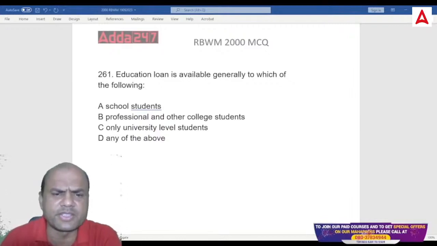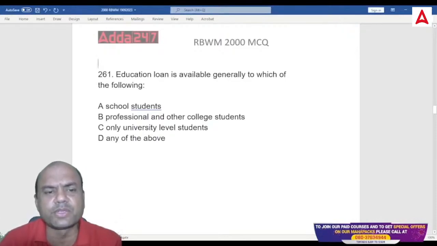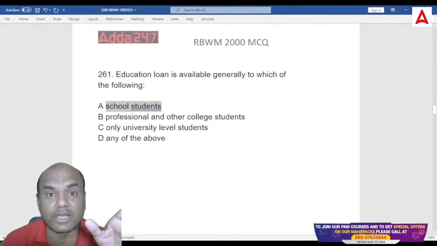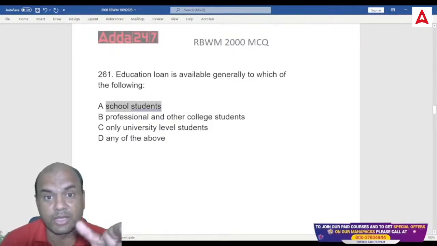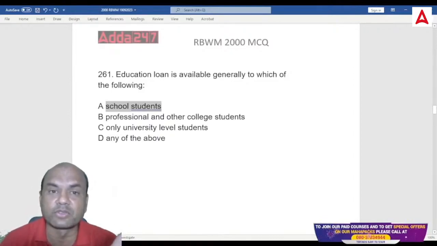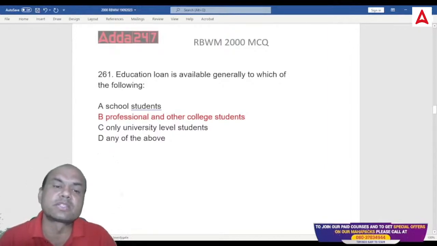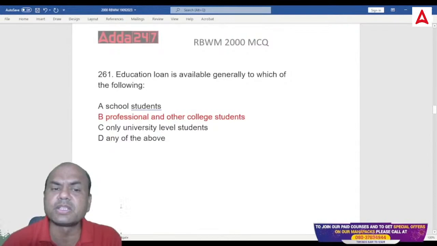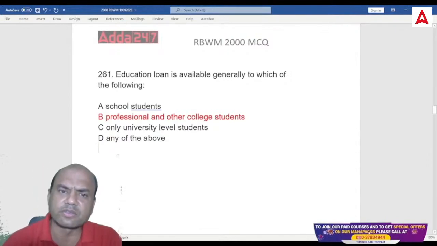School students. Have you seen any schools getting an education loan? I think within some years they'll also require it, because school fees are so huge now. Look at the primary school fees in private schools. They are around 2 lakhs, and in metro cities around 4 to 5 lakhs. In tier 2 cities, they are around 1.5 lakhs. So the right answer is professional and other college students. Only university level students is not the right answer. It can be to professionals also, meaning CAs are also given the education loan.